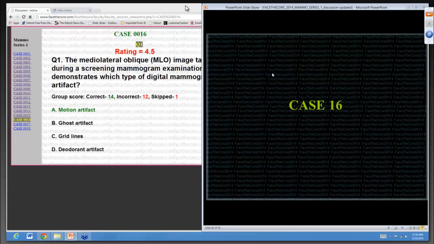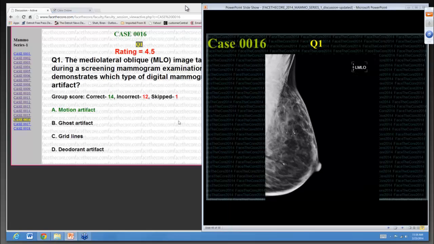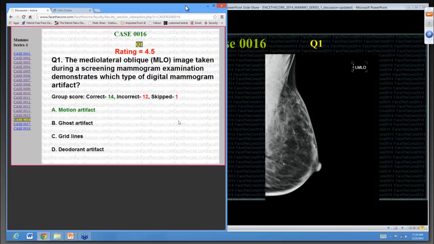So we're going to go to case 16. Case 16 is an MLO view taken during the screen mammogram. It demonstrates which type of digital mammogram artifact? I would know all these different types of artifacts. This is an example of motion artifact. It's blurring. If you see, there's blurring of the tissues, and so just know the various types of artifacts seen on mammography and breast MRI.